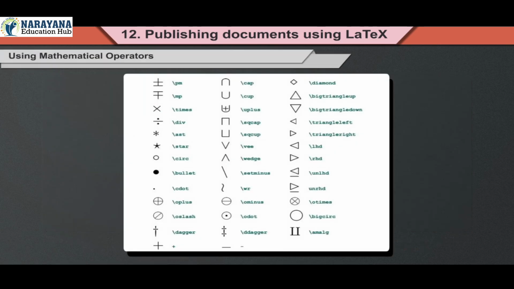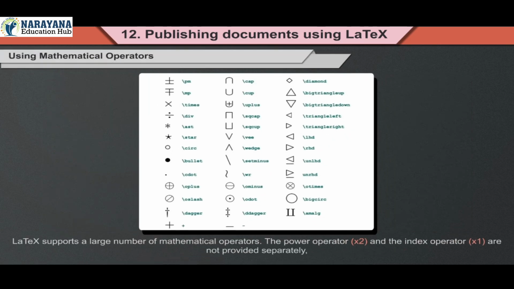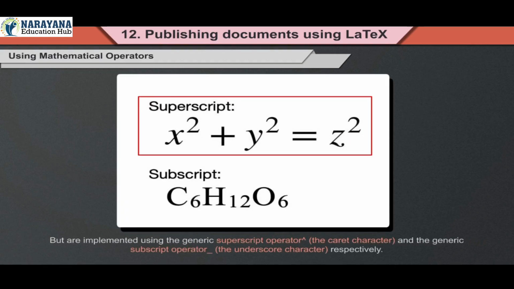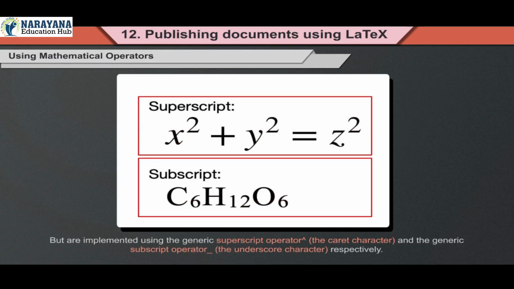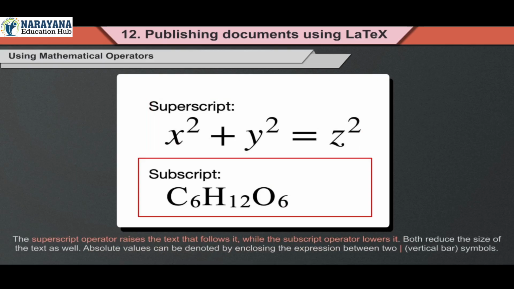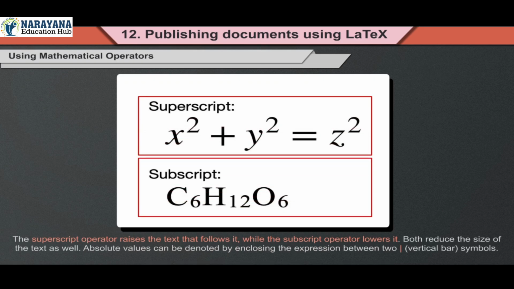Using mathematical operators. LaTeX supports a large number of mathematical operators. The power operator x^2 and the index operator x_1 are not provided separately, but are implemented using the generic superscript operator, the caret character, and the generic subscript operator, the underscore character, respectively. The superscript operator raises the text that follows it, while the subscript operator lowers it. Both reduce the size of the text as well.